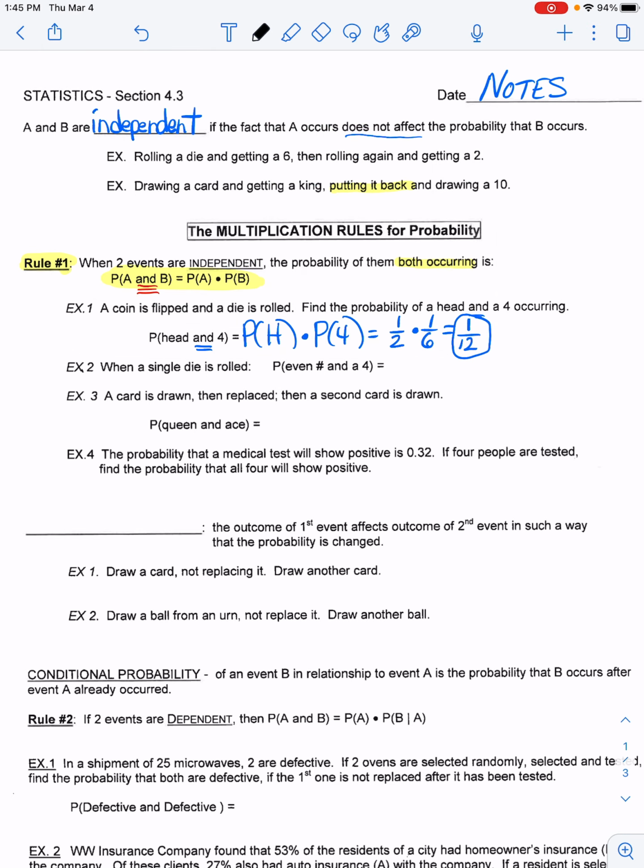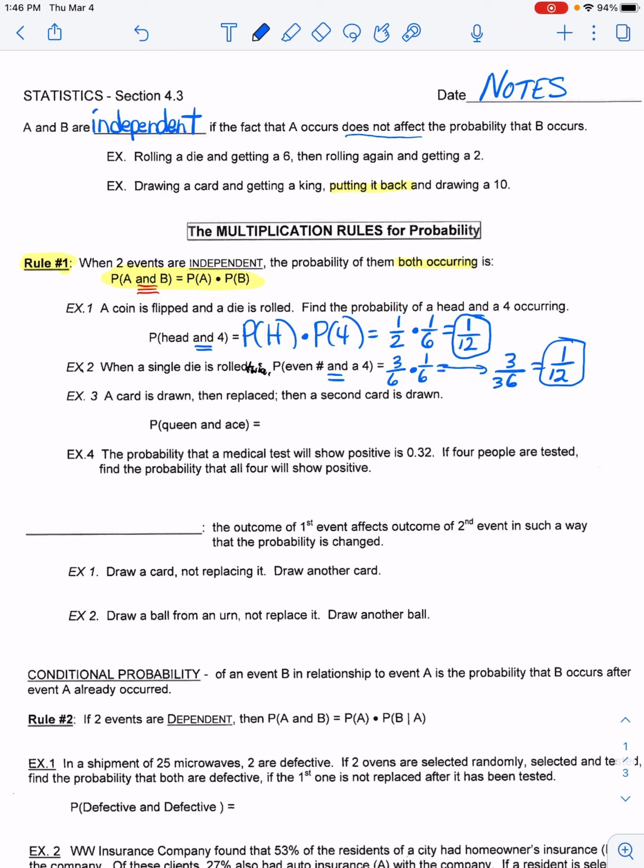When a single die is rolled, and I should have put here the word twice, so we're going to roll it 2 times, find the probability of an even number and a 4. Probability of even, well, there's 3 evens on a die, so 3 out of 6, times the chance of a 4, 1 out of 6. When you multiply top times top, you get 3. 6 times 6 is 36. And if you reduce, you'll get 1/12. Coincidence that it's the same as the first example, but it is what it is.